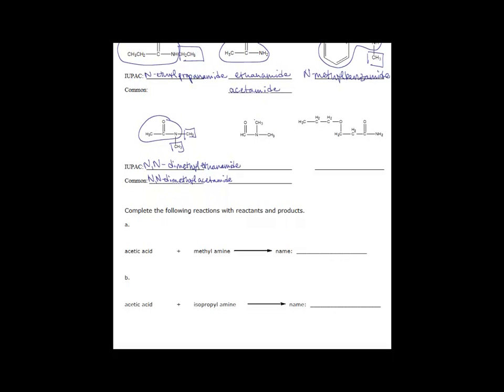The next structure is a 1 carbon parent, 2 methyl groups, so N,N-dimethyl methanamide. Common would be N,N-dimethyl formamide.